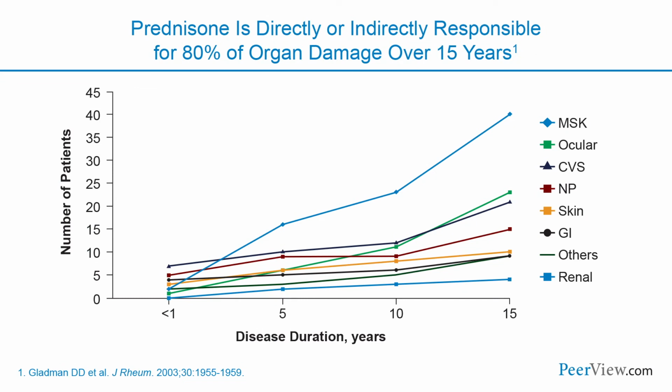Here is the study done at the University of Toronto. You can see in the first 5 years the slope is reasonably flat, but you see how it starts to take off, especially after 10 years. The most frequent organ damage is musculoskeletal. Those are osteoporotic fractures or avascular necrosis of the hips. The ocular damage won't surprise you, it's mostly cataracts. Everything we've just discussed is from prednisone.